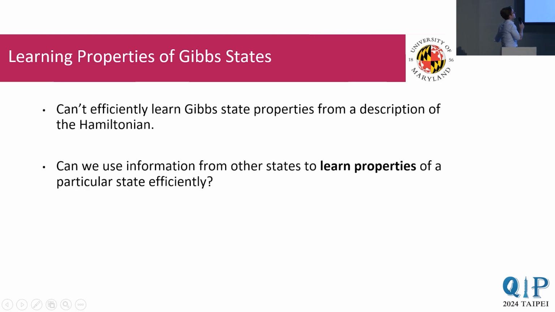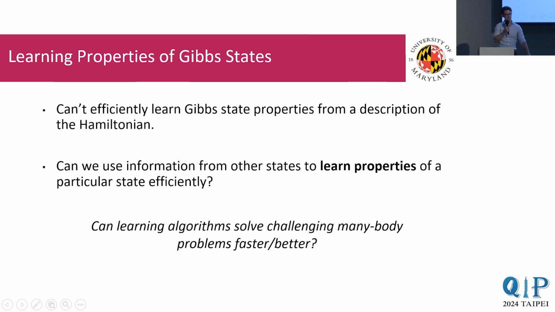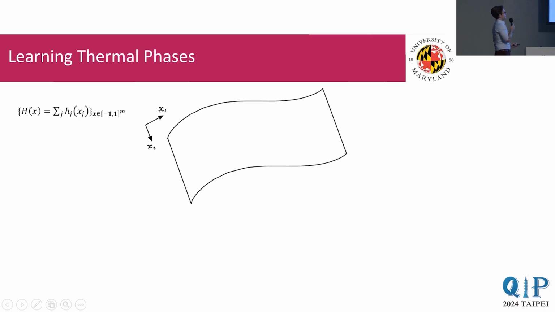So given that we can't efficiently learn properties of Gibbs states from just a first principles description of our Hamiltonian, can we kind of cheat? Can we use information from other states to learn properties about our particular Gibbs state of interest? In particular, this is the question: can learning algorithms solve challenging many-body physics problems faster or better than non-learning algorithms?